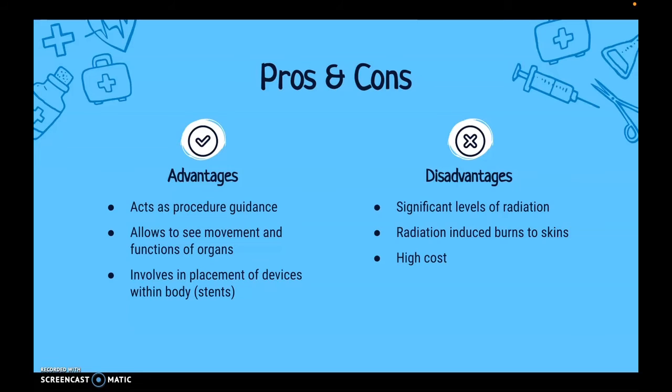For advantages, it acts as procedure guidance for clinicians to decide which therapy will be needed for further treatment. It can also allow clinicians to see movement and function that cannot be visualized in other fixed imaging studies. For example, it involves placement of devices within the body, such as stents to open a narrowed or blocked blood vessel.